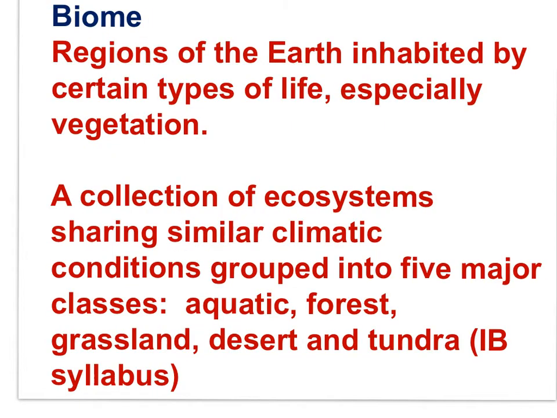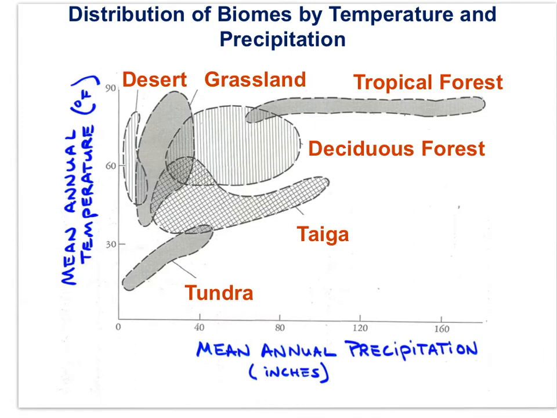Here's a definition of a biome, or maybe better yet a description of what a biome is. Regions of the earth inhabited by certain types of life, especially vegetation. A collection of ecosystems sharing similar climatic conditions, grouped into 5 major classes: aquatic, forest, grassland, desert, and tundra. A biome is a collection of ecosystems sharing similar climatic conditions.